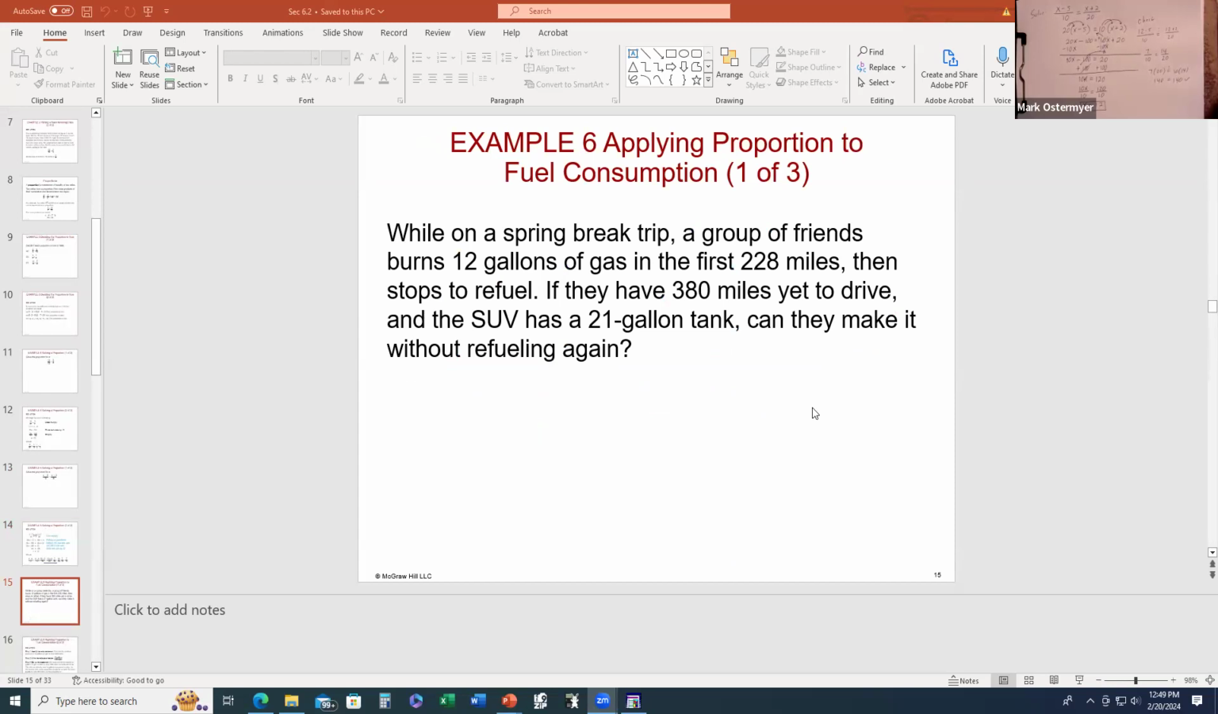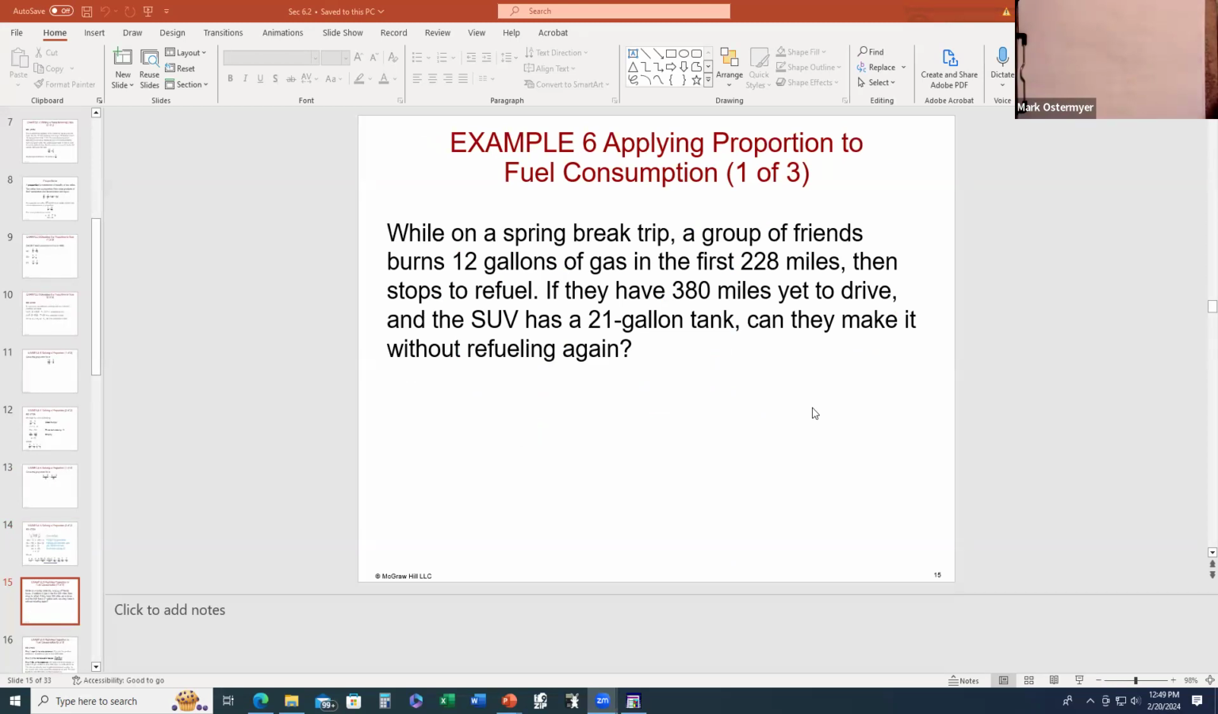Okay. The real beauty of mathematics is applying it to the real world, in my estimation. So let's see if we can apply it to this word problem here. A little bit of proportional reasoning.